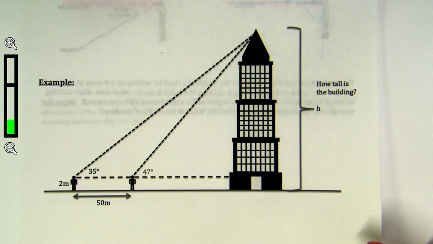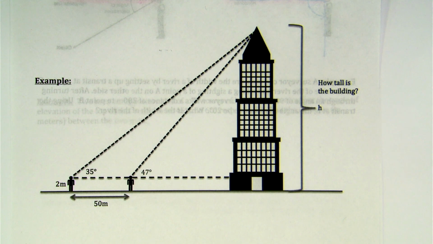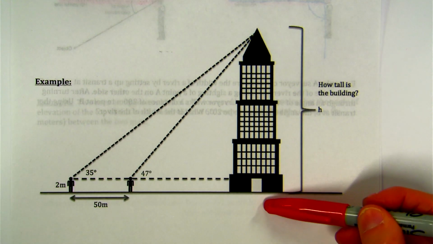Now, obviously, I'm going to tell you, you're going to have to do more than one thing. Doing one equation is not going to get you the answer. Ultimately the question is, how tall is the building? The height of the building, that whole distance right there.